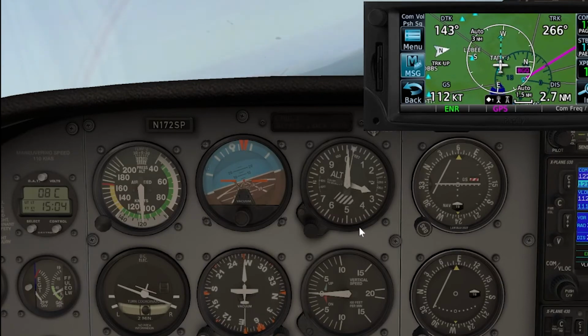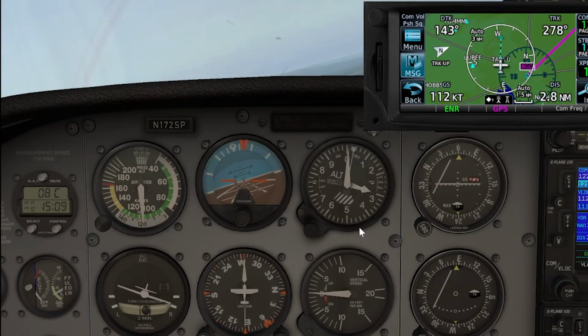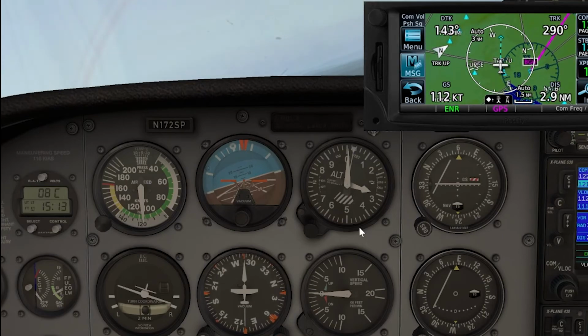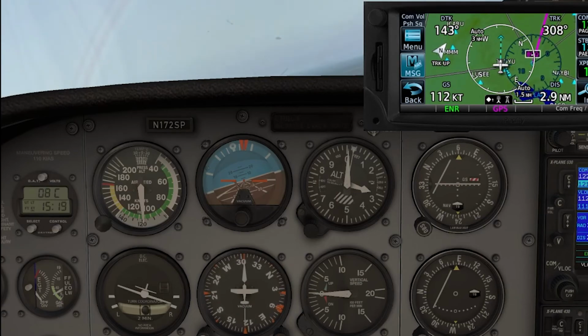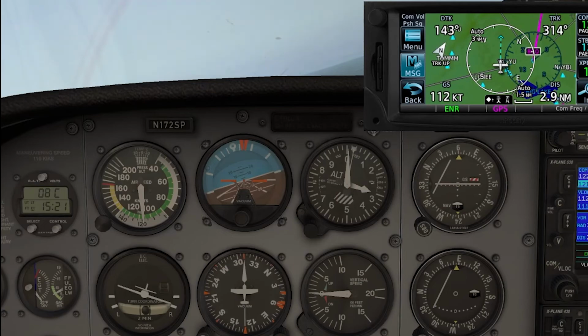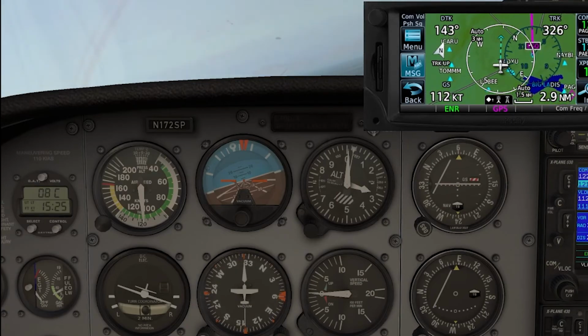That's a practical application of teardrop and parallel entries in IFR flying. I will record some more examples of flying. I'm going to do some hand flying, because then you'll see where you're constantly looking at the altimeter. You're going to vary just a little bit, left and right, or up and down, excuse me.